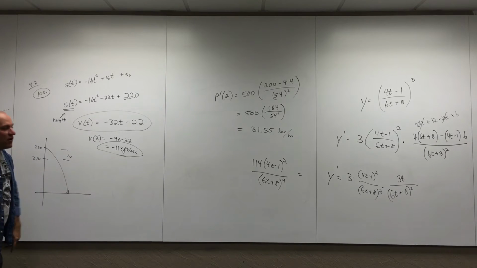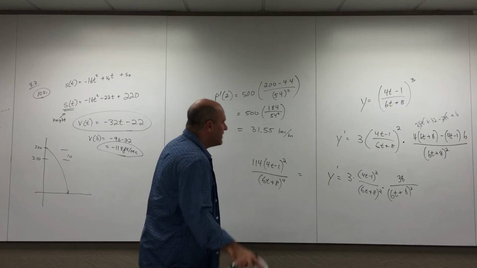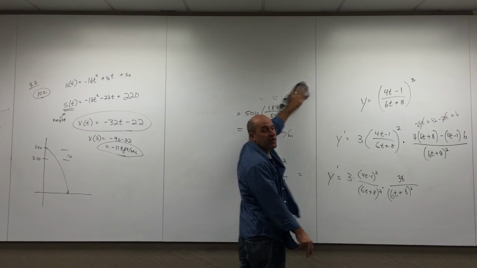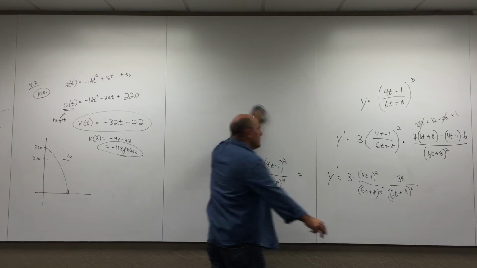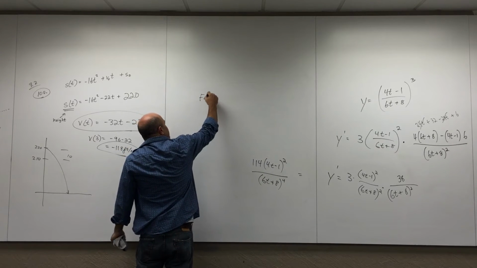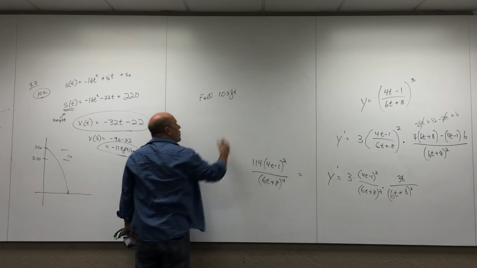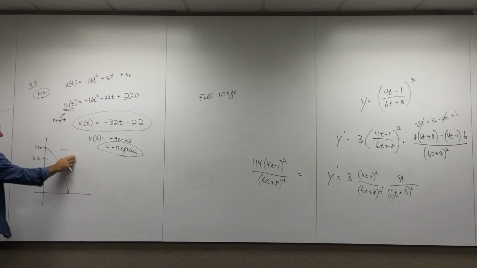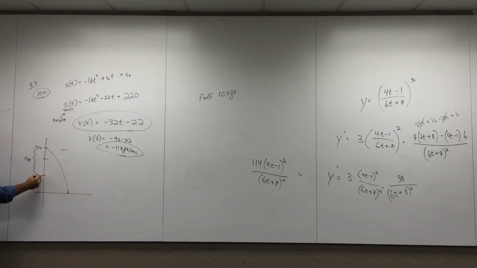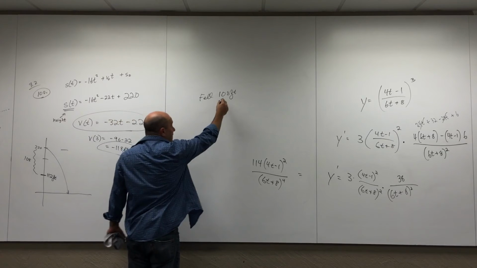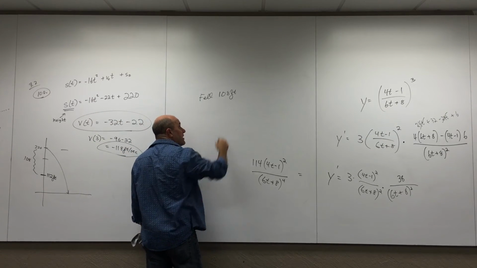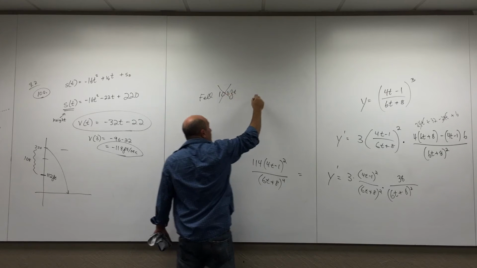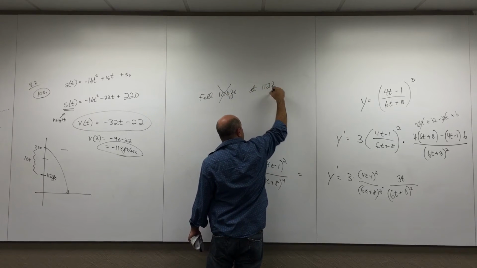The second part of the question is really what she was asking me about. They said, what's the velocity after it fell 108 feet? But see, that's the confusing part. If it fell 108 feet, what height is it at? So that's where I was trying to get to with this question. If it fell 108 feet, where is it? It's at 112. That was a weird way of them asking, but that's okay. They can ask these questions however they want. If it fell 108 feet, it's at 112 feet.